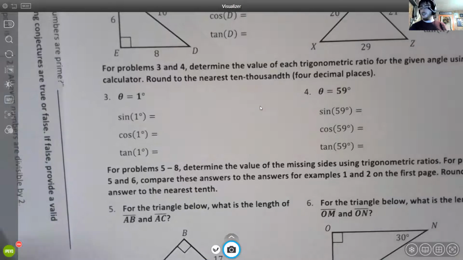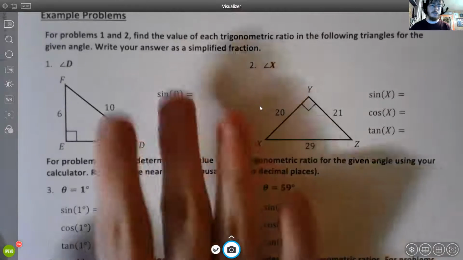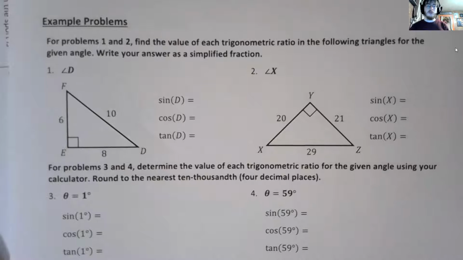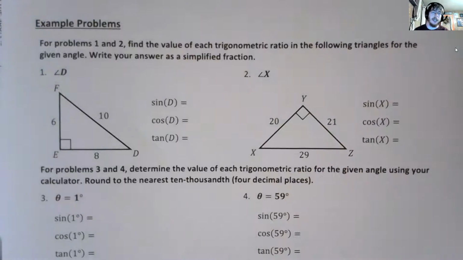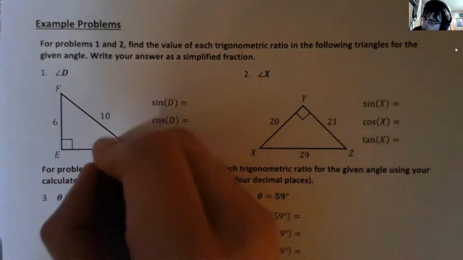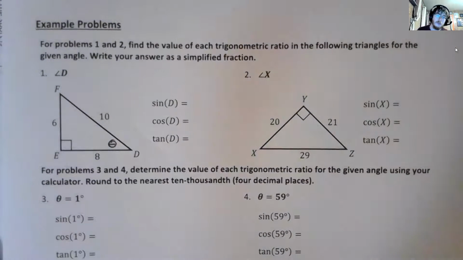All right. So let's look at some examples here. The first couple, problems 1 and 2, want you to find the value of each trig ratio in the following triangles for the given angle. And it wants us to write our answer as a simplified fraction. So on the first part, we have angle D. Now, angle D is the angle that it wants us to look at. So anytime it wants you to figure out the sine, cosine, or tangent of a certain angle, you're going to put your theta on that angle. So in this case, we're going to put theta on angle D.